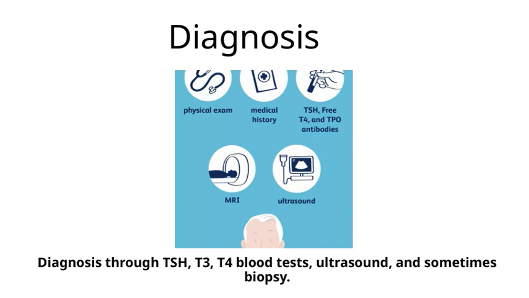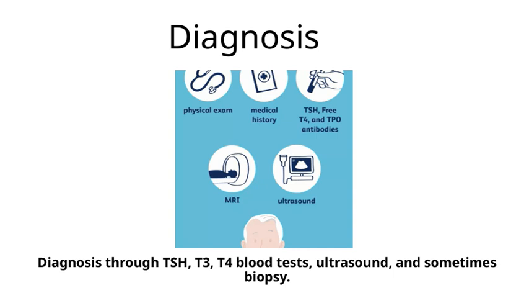TSH, or thyroid-stimulating hormone, is often the first indicator. Elevated levels might suggest hypothyroidism, while low levels could point to hyperthyroidism. T3 and T4 are the hormones produced by the thyroid, and their levels give us more detail about the gland's activity. In addition to blood tests, an ultrasound is a valuable tool.